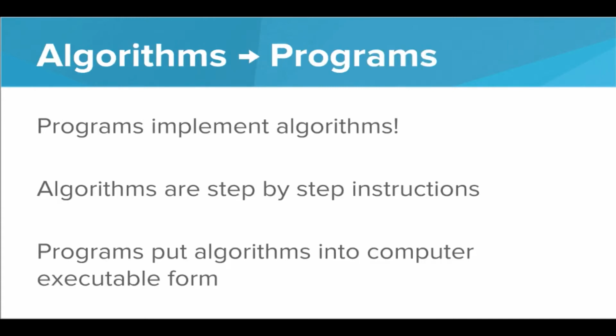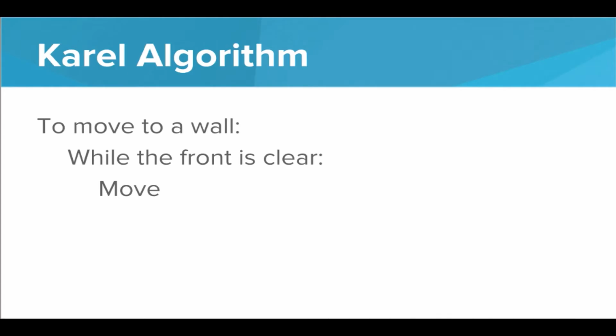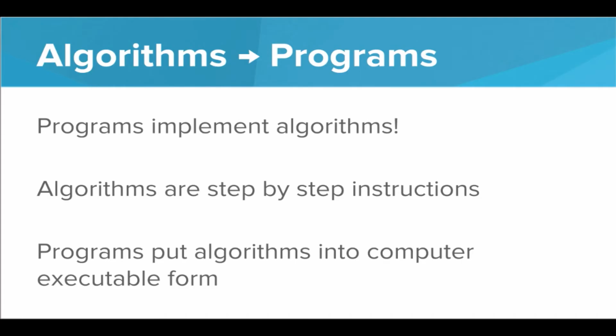So algorithms turn into programs. Programs are implementations of algorithms. Algorithms are kind of like the idea, the concept that gets the problem solved, and programs are the physical implementation of that algorithm. So algorithms are simply step-by-step sets of instructions, and programs put these algorithms into a computer executable form. Even though we could give these instructions to a friend and they could figure out how to move to a wall, we can't give these instructions to a computer. We have to convert that into code, we convert that into a program, and then the computer is able to run it. So programs put algorithms into computer executable form.